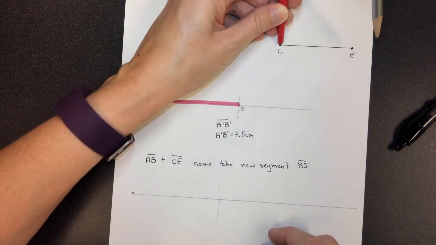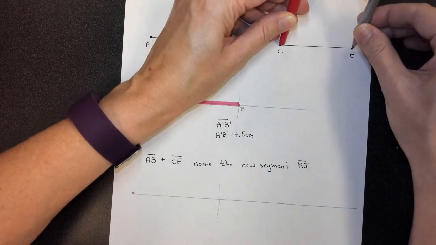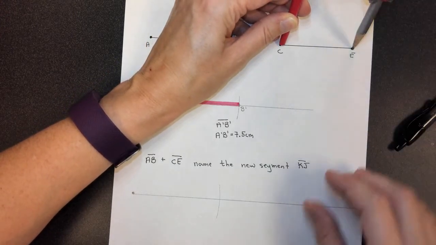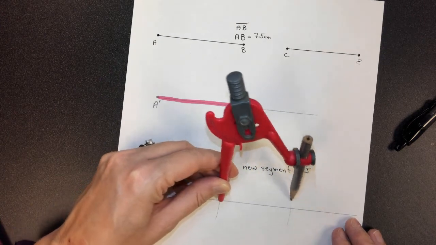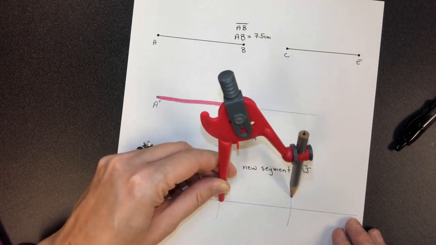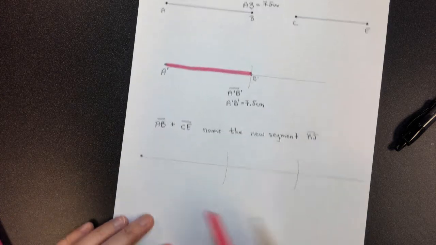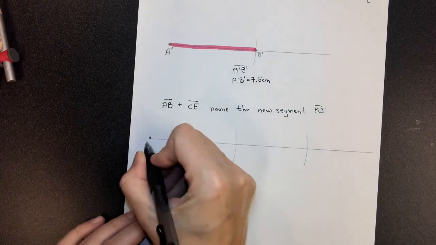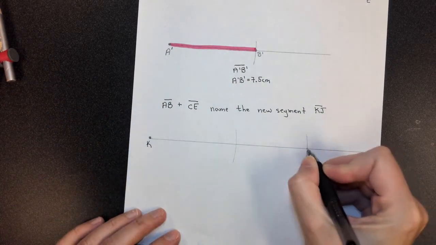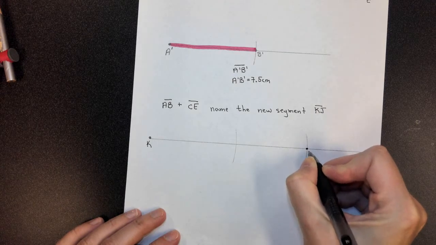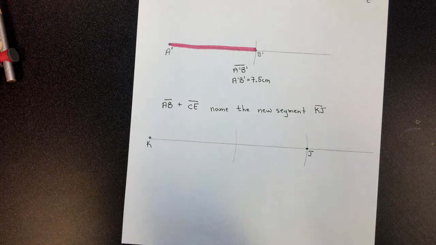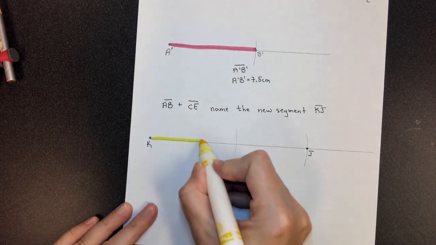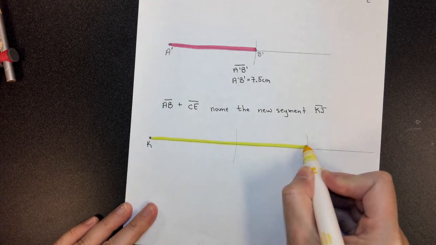So I go to C, I push my compass into E, and then I'm going to, again, swing right here. My new segment is called KJ. And if I was going to highlight it so I understood it better, I had this.